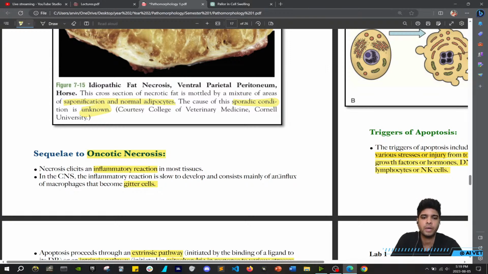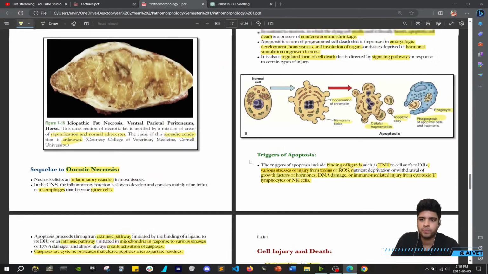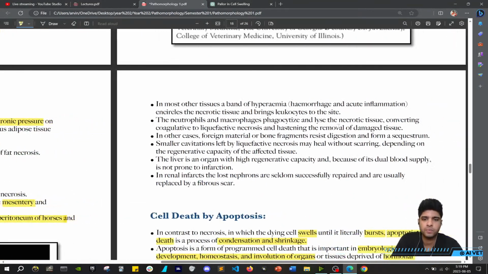Okay, as more and more macrophages come to a specific location, they become Gitter cells, probably an accumulation of cells, a clump of excess white blood cells, in this case macrophages. In most other tissues, a band of hyperemia, hemorrhage and acute inflammation is seen. They encircle the necrotic tissue and bring leukocytes to the site.